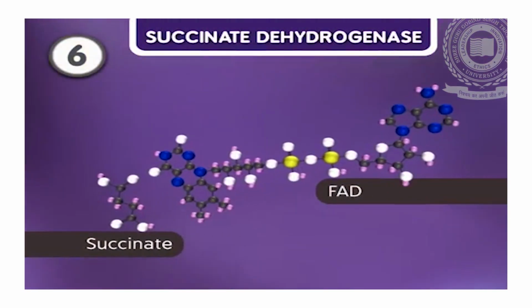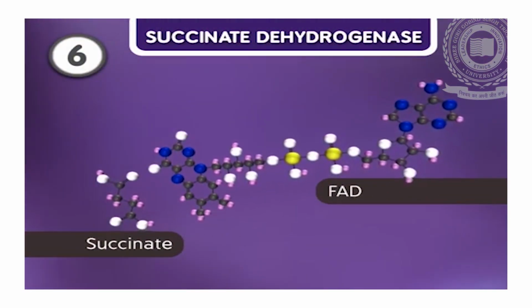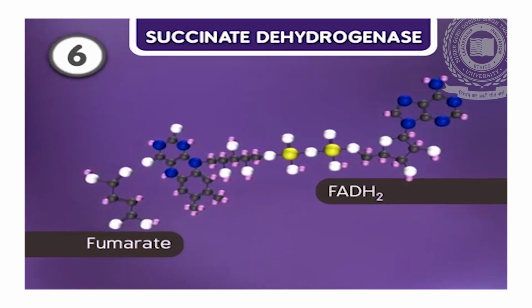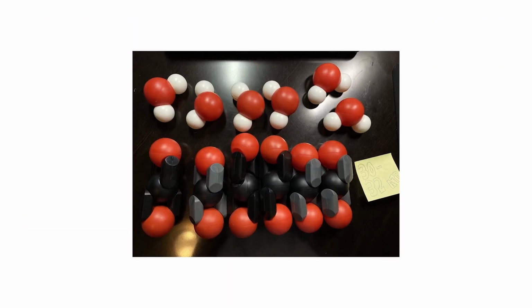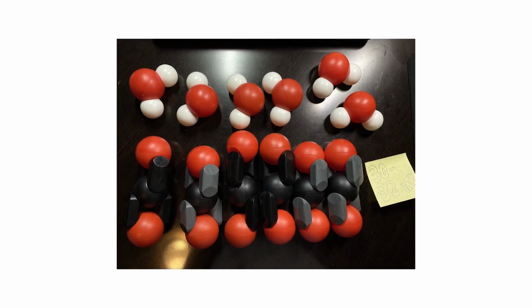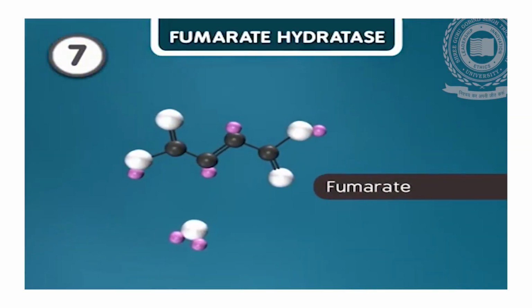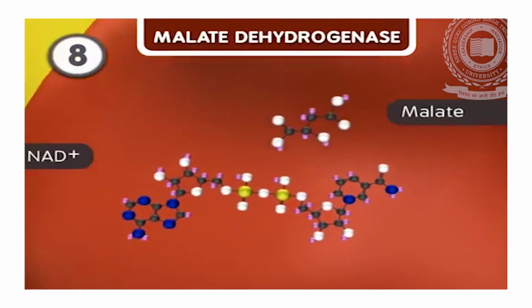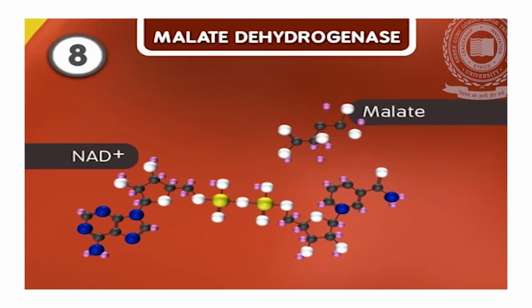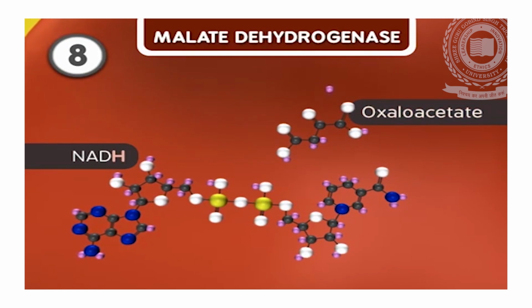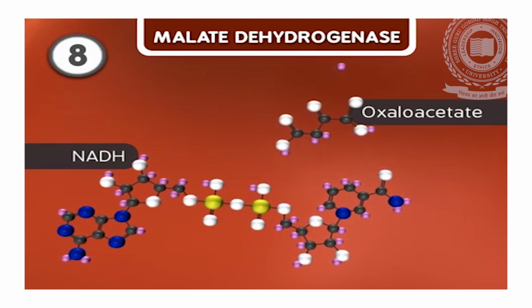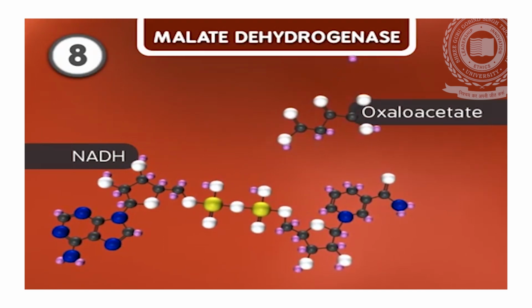Succinate is converted into fumarate by succinate dehydrogenase in the sixth step, and one molecule of FADH2 is produced. In the seventh step, fumarate is converted to malate in the presence of enzyme fumarase. In the last step, malate is then converted into oxaloacetate by malate dehydrogenase. The third molecule of NADH is also produced.